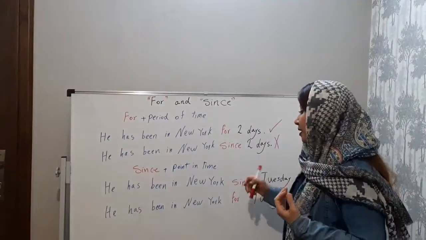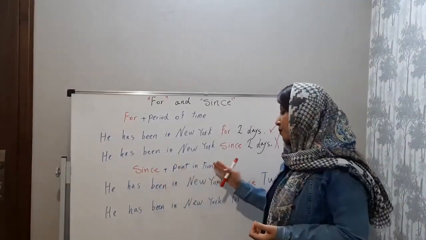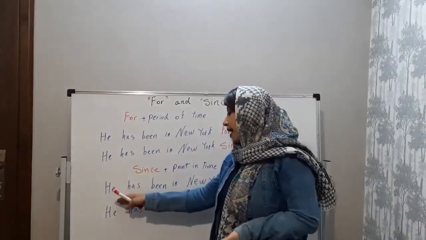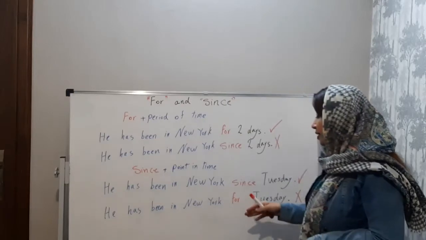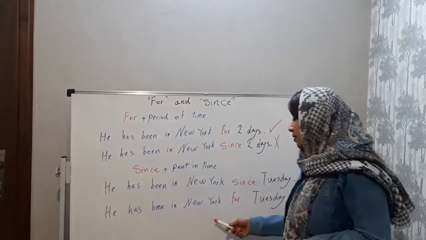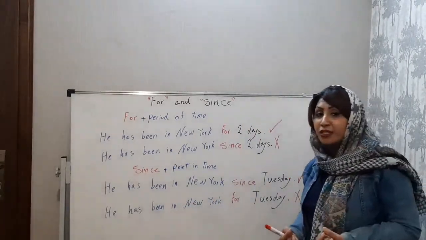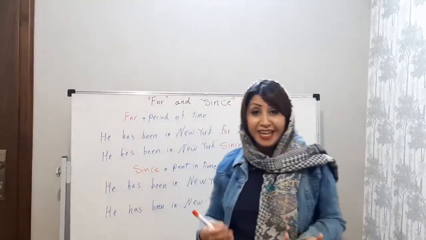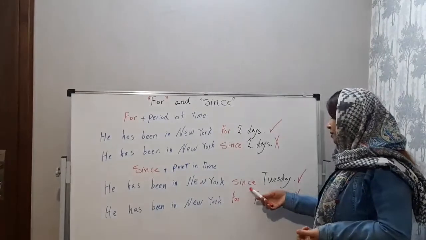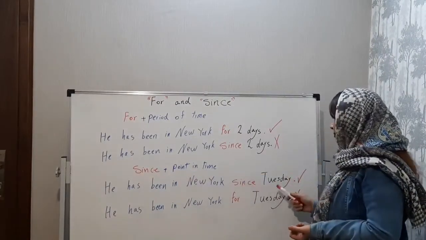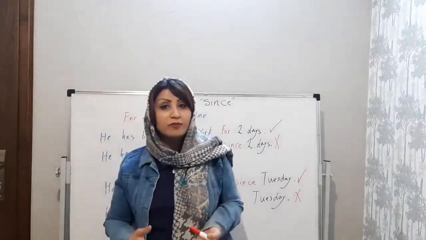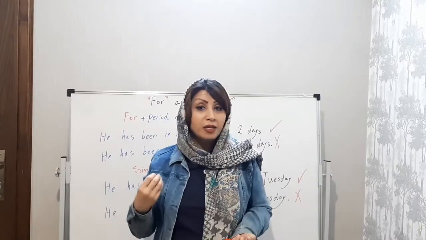And here, since plus point in time. He has been in New York since Tuesday. He has been in New York for Tuesday. It is not correct. We don't say for Tuesday, because for shows the duration, a period of time. And since shows a point in time, since Tuesday. Now, let's go through the next part that I want to explain more, I mean, another common mistake.